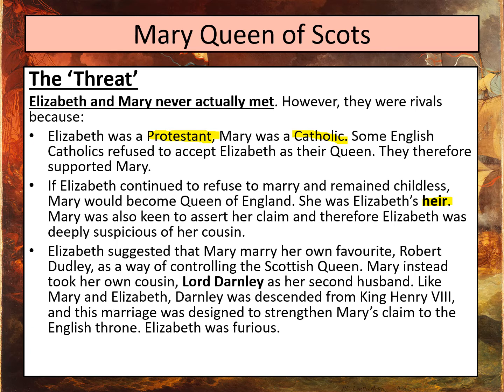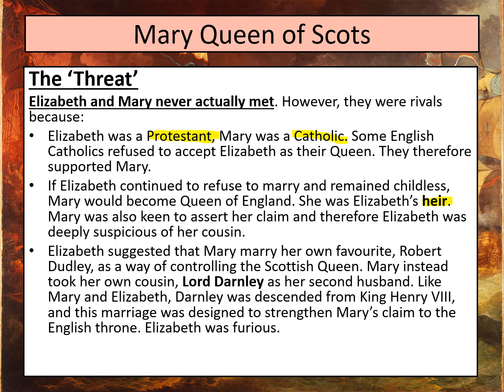She was the last close relative of Elizabeth, the one that was seen to be the natural heir to the throne, and Mary was keen to assert that claim. She never said, I don't want the throne. She was very, very open about wanting to be the heir and wanting to be the Queen. This led to Elizabeth being deeply suspicious of her cousin. She knew that she coveted her throne, she knew that she wanted to be Queen, and therefore that suspicion between them remained.